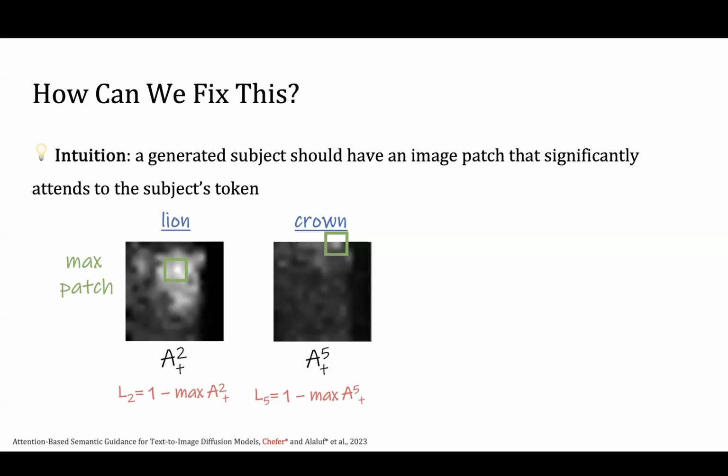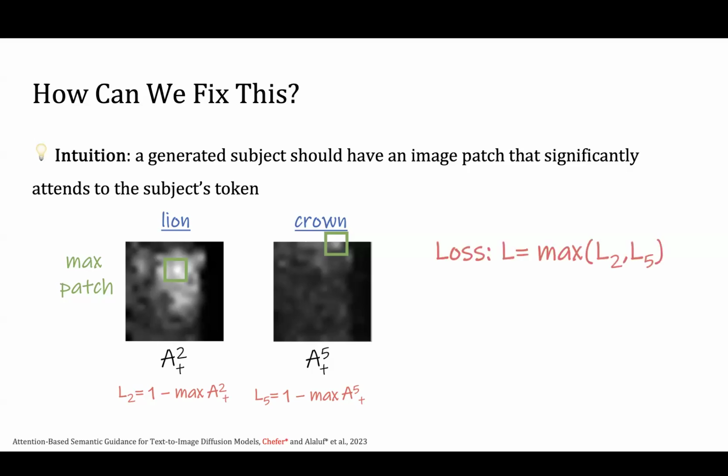So let's convert this intuition into an objective function. We said that each one of these values is a probability. So its maximal value is 1, right? So let's use just the complementary of the highest probability and define it as a loss. For lion, since it's generated, there is a patch in the image that is highly activated. So this loss will be very low. For crown, none of the patches are similar to crown, so the loss will be very high, okay? So this just translates our intuition directly into math.